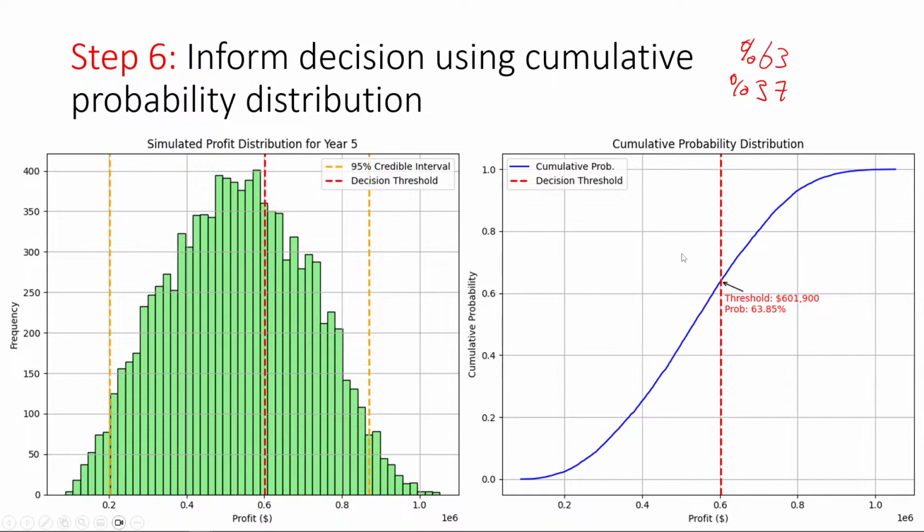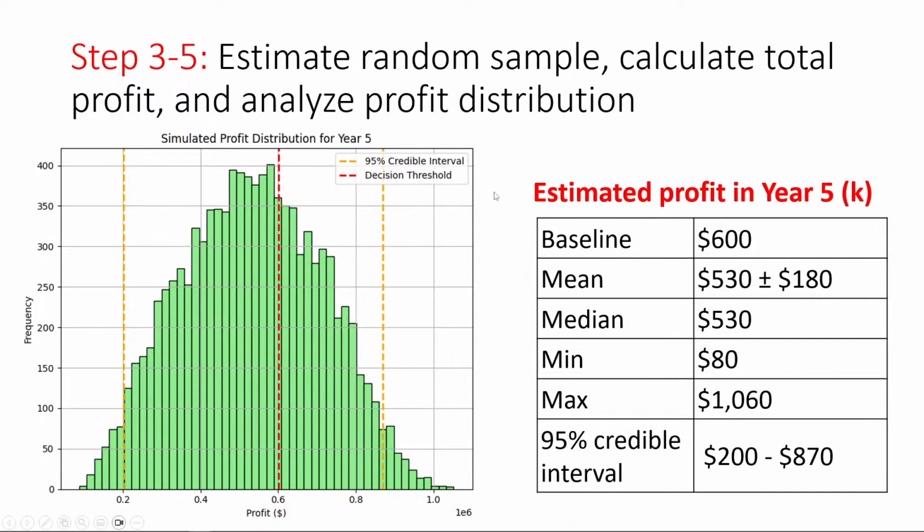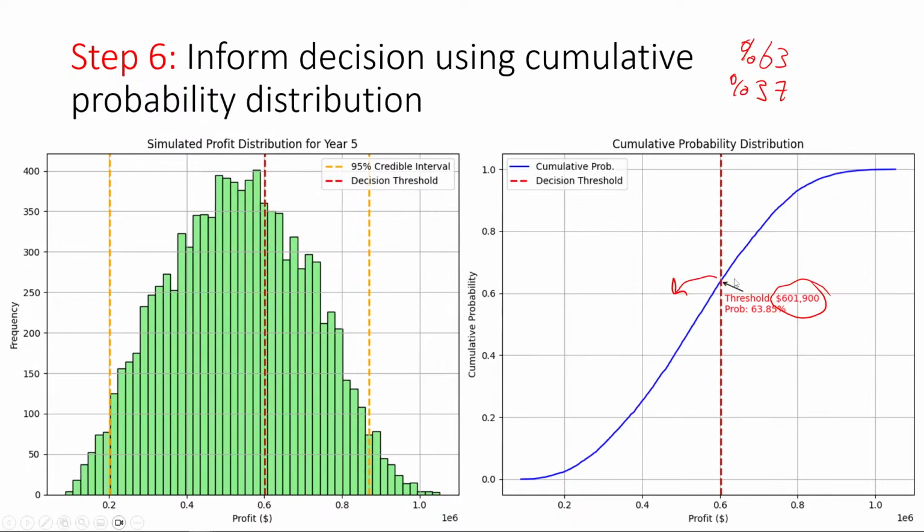So basically there is a 37% probability that my profit will not exceed this 600. That is how you interpret this. Yeah, so there is about a 63% probability that my profit will be below this deterministic estimate. And we see here the mean is 530.